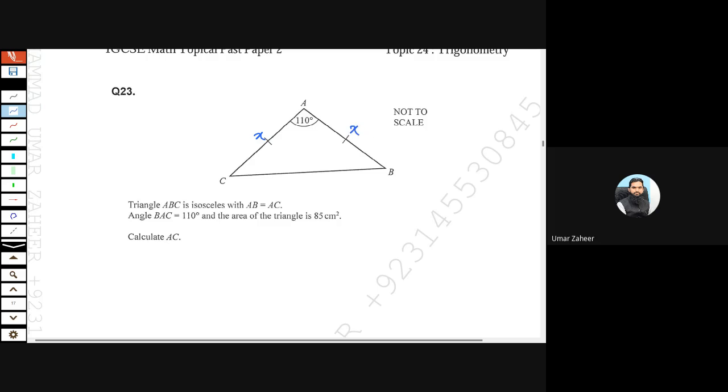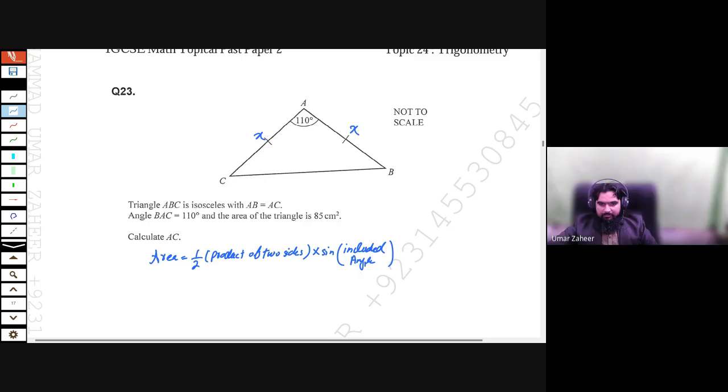Do you have any idea which formula we have to use here? Yeah, we have to use the formula of area of triangle, that is equal to 1 by 2 product of two sides into sine of their included angle. All right. So the area is given, that is 85.